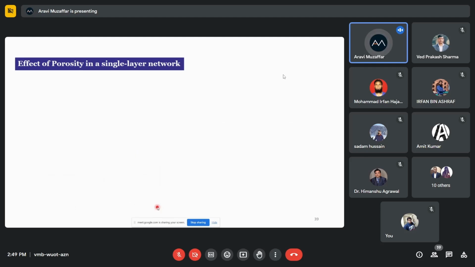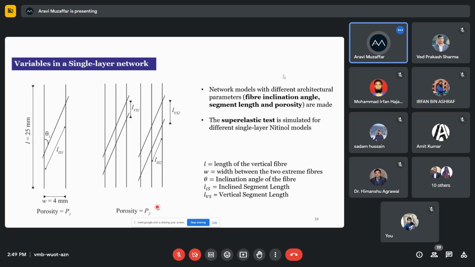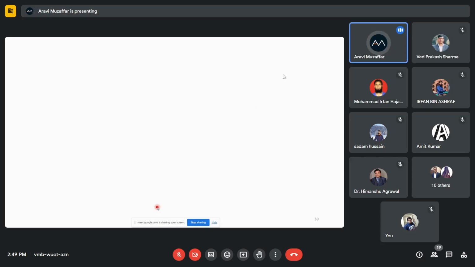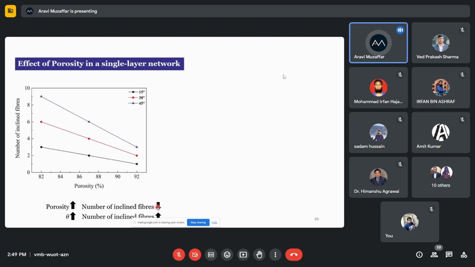For that, we defined a separate analysis wherein we try to find out which parameters actually affect the overall properties, and if we consider this model to be correct, what the implications are. First, obviously, porosity in a single layer network is very important. We tried to model it using Ansys, using the same module that I showed you earlier, and we saw that with the increase in porosity, the number of inclined fibers decreases, and with higher fiber inclination angles, the number of inclined fibers is more at a particular porosity.